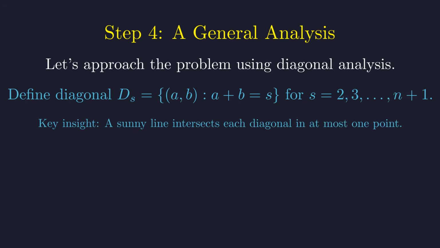A sunny line has a slope that is not -1. The line a plus b equals s has a slope of -1. Therefore, a sunny line cannot be parallel to any of these diagonals.